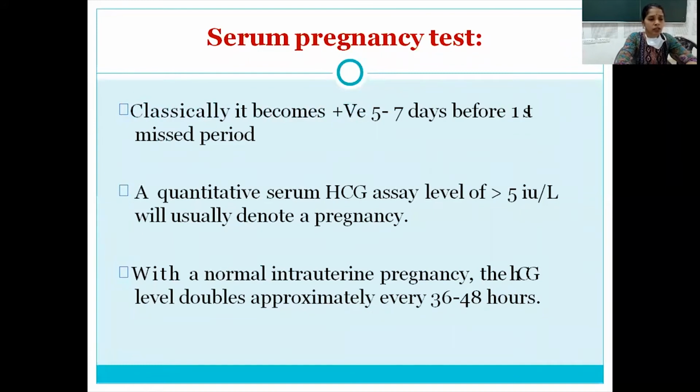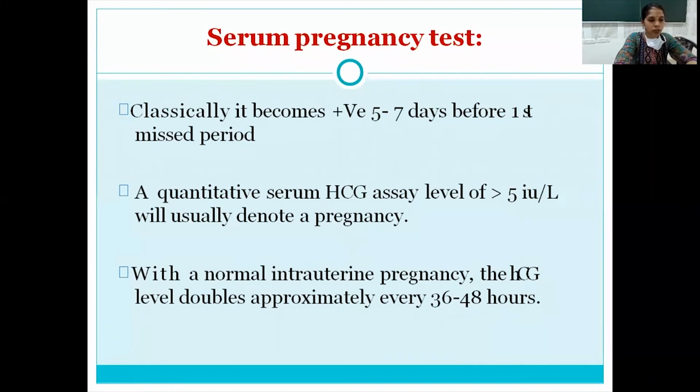Serum pregnancy test is not routinely done. It is done in case of suspected ectopic pregnancy, threatened abortion, or blighted ovum. In those cases, the HCG levels are not up to the mark. Serum pregnancy test classically becomes positive 5 to 7 days before the first missed period, but we usually don't do the serum test to diagnose pregnancy. A quantitative serum HCG level of greater than 5 international units per liter will usually denote a pregnancy.